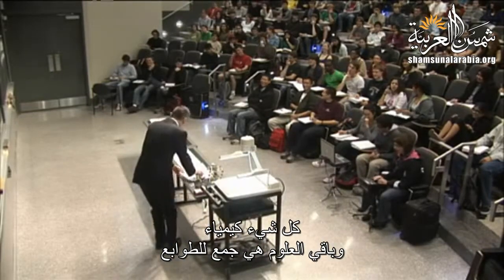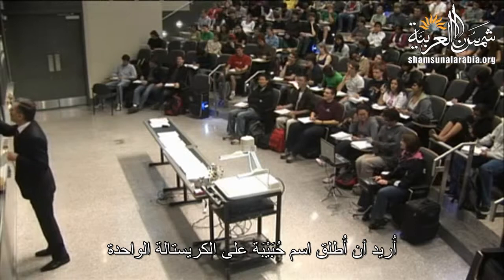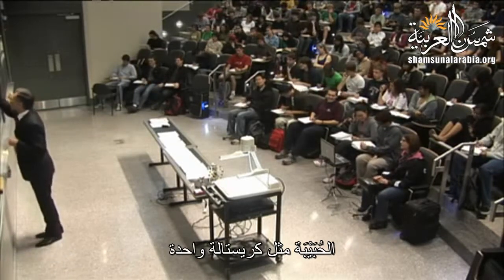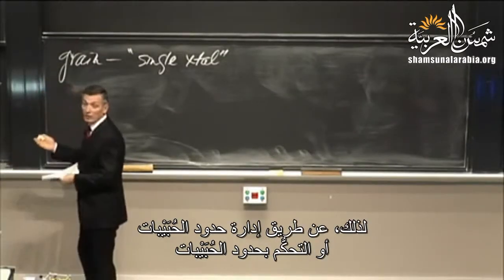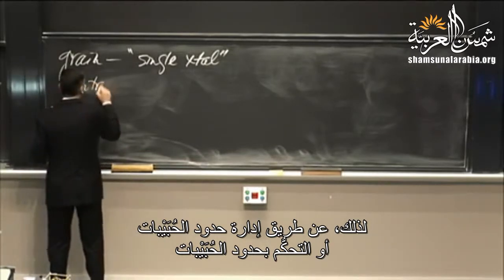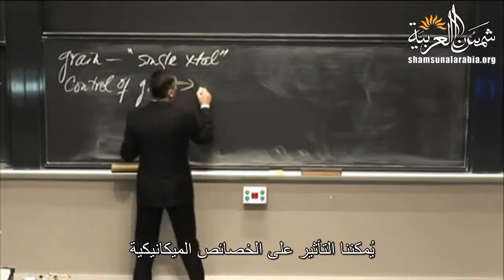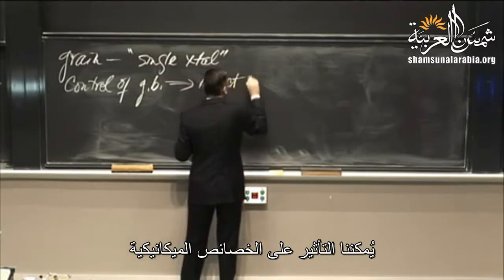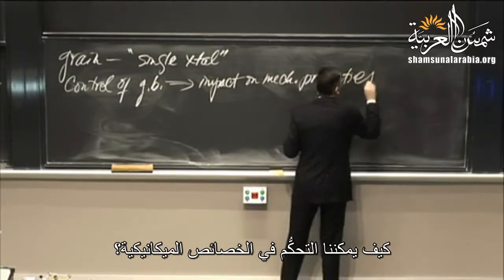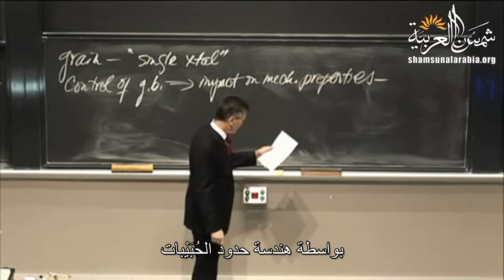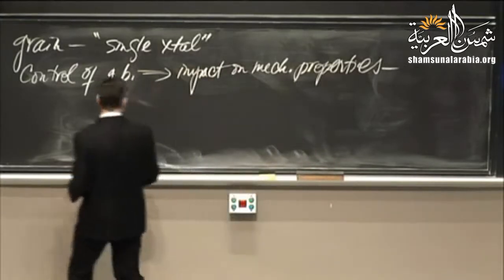Okay, so now, make sure we know what the grain is. The grain is like a single crystal. And the grains are separated by grain boundaries. Okay? And so by managing grain boundaries, or if you like, control of grain boundaries, this has an impact on mechanical properties. This is called grain boundary engineering. How we control mechanical properties. Grain boundary engineering.